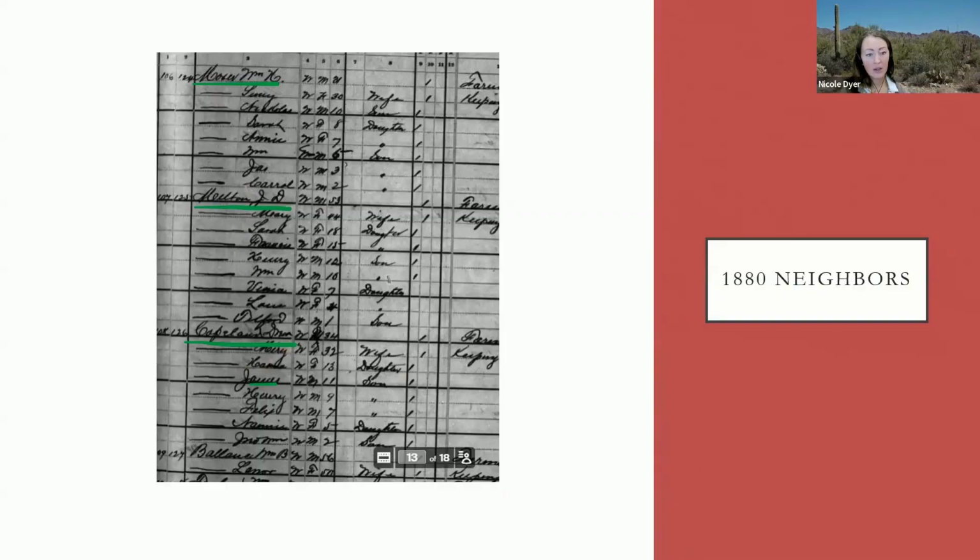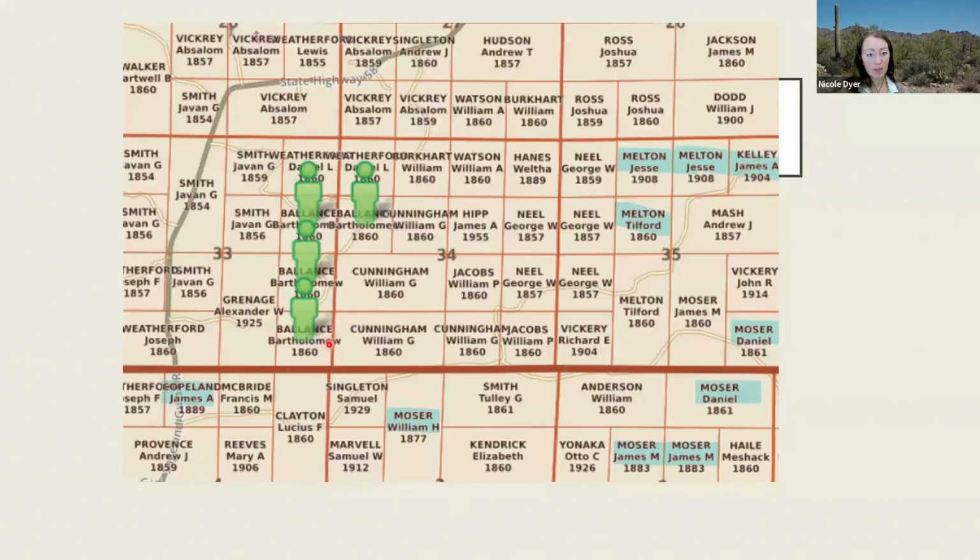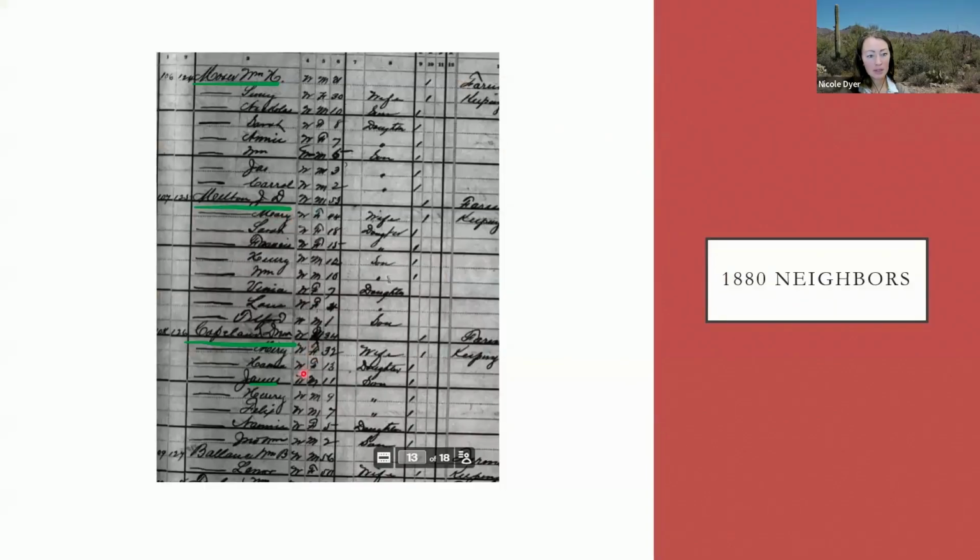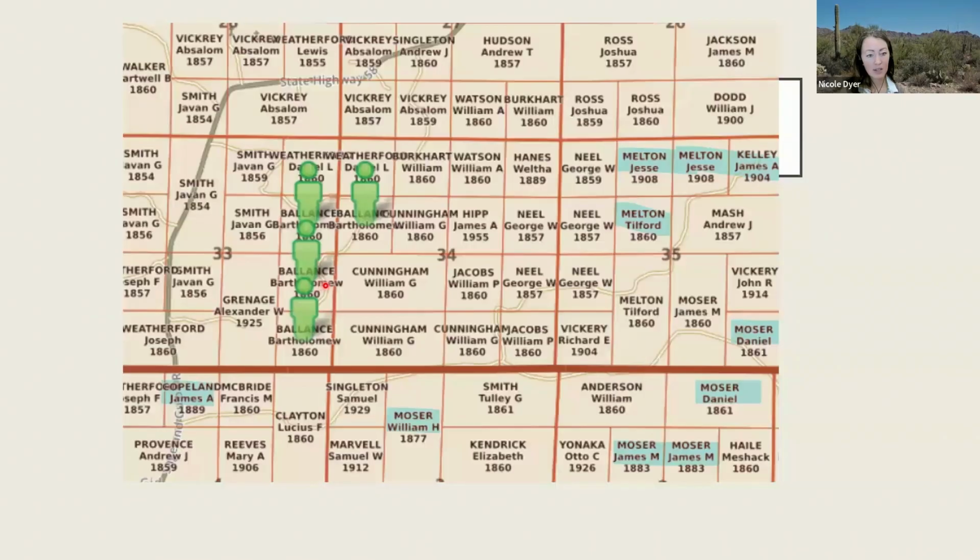Samuel Copeland. Then looking at the first landowner's map by Bartholomew Ballance's land, I found some Meltons and Daniel Moser, James Moser, William H. Moser, and a Copeland. And this could have been the son in the census, because there was a son named James who was 11 in 1880, who could have been 18, 19, 20 in 1889 when he patented this land. So I figured this was probably the same person because of the neighbors.